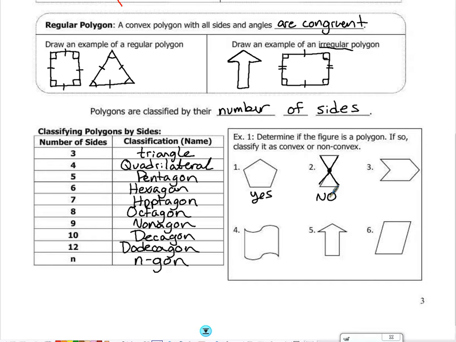Polygon, polygon, polygon. However, number 4, not a polygon because here I have a curve. So it has to be made up of segments, and curves are not considered segments.